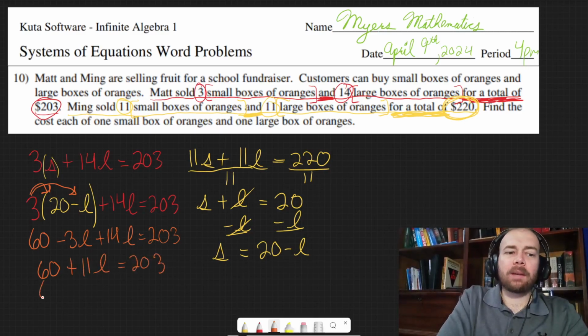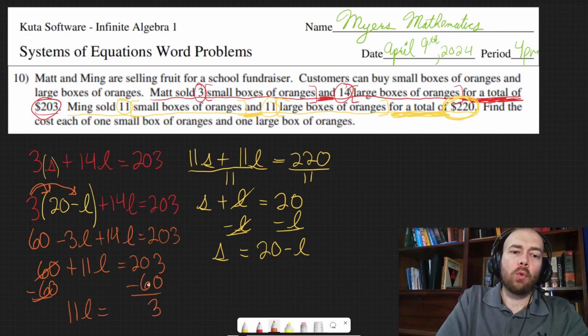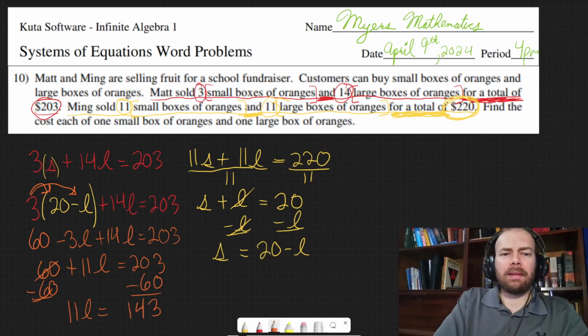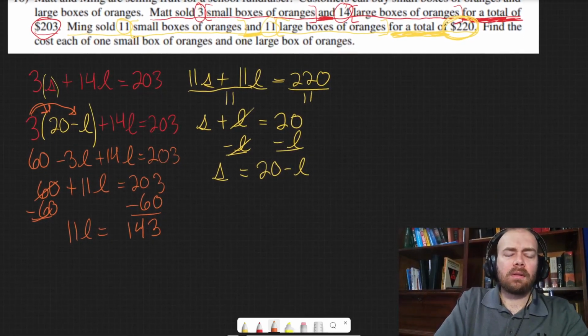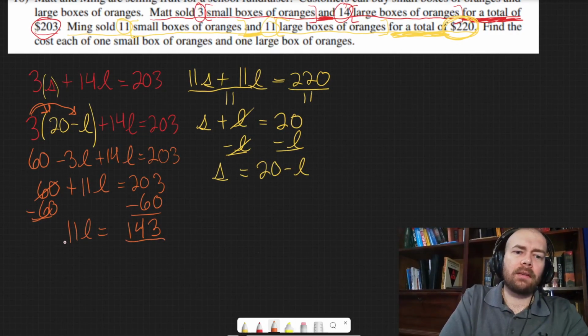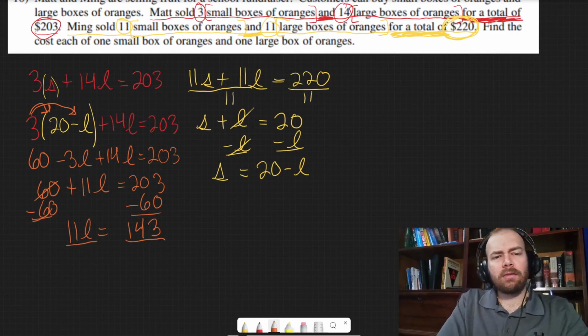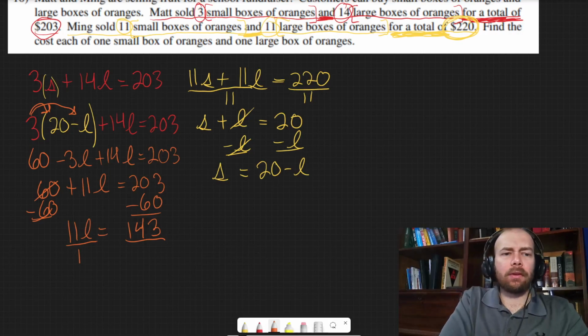Now I can subtract both sides by 60. Here we go. So now 11L is equal to 203 minus 60, and I have that. And I believe that goes in evenly. That looks like it would be 13 times.